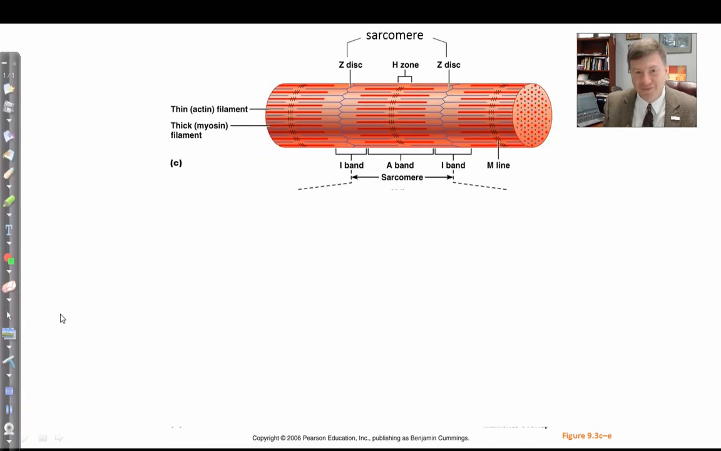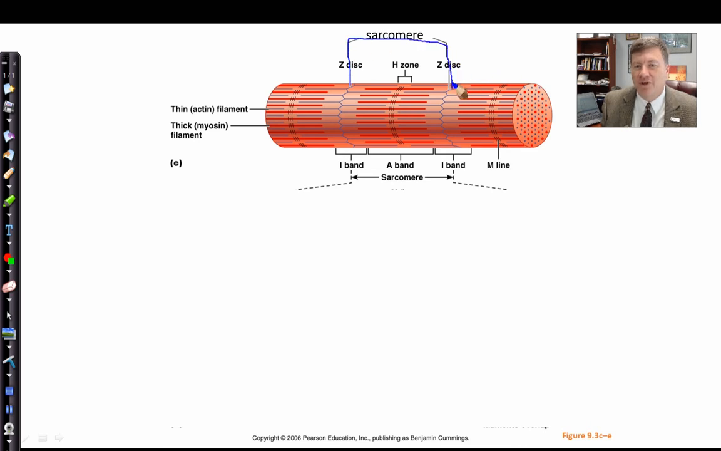Okay, so here's a blown up version of what we just saw, same thing. I've actually indicated for you a unit called a sarcomere. A sarcomere is a contractile unit within the muscle. And notice it goes from the middle of a light band all the way across to the middle of the next light band. So this is a sarcomere.